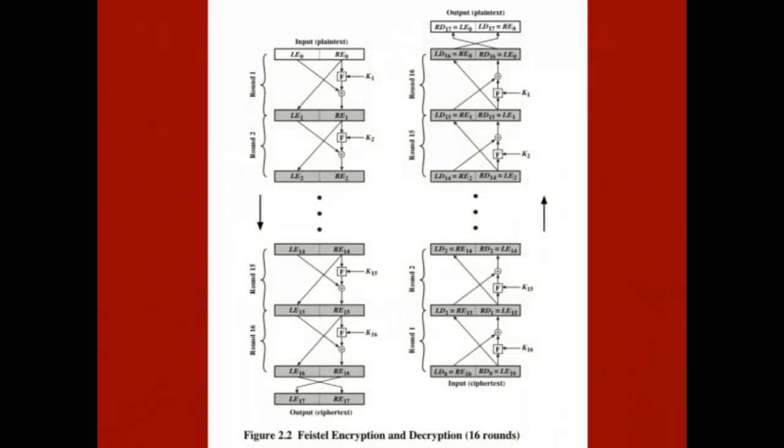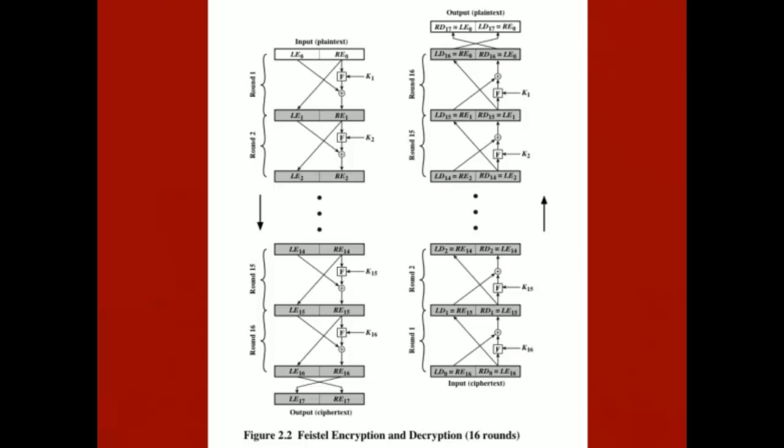Many symmetric block encryption algorithms, including DES, have a structure first described by Horst Feistel of IBM in 1973 and shown in this diagram. The inputs to the encryption algorithm are a plaintext block of length 2w bits and a key K. The plaintext block is divided into two halves, the left half and the right half. The two halves of the data pass through n rounds of processing and then combine to produce the ciphertext block.